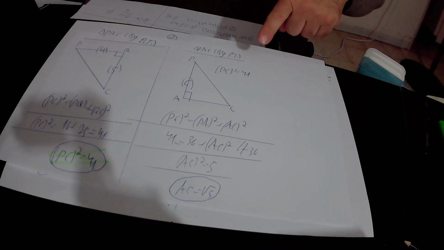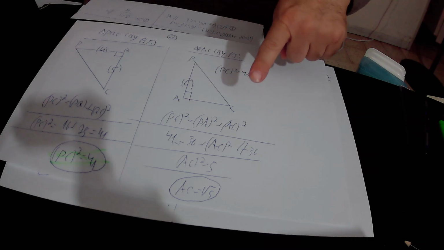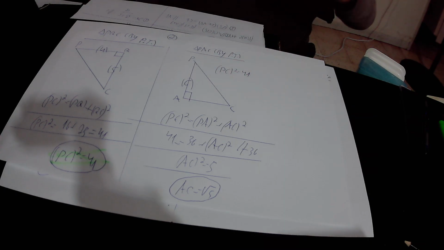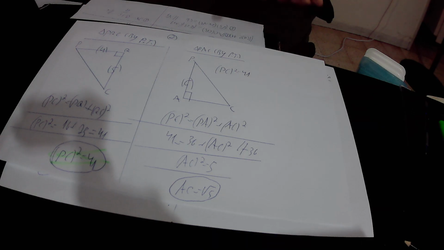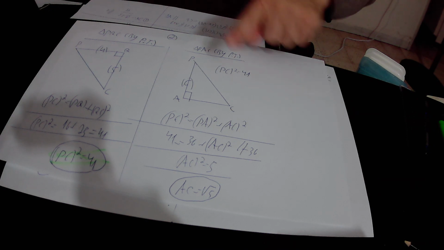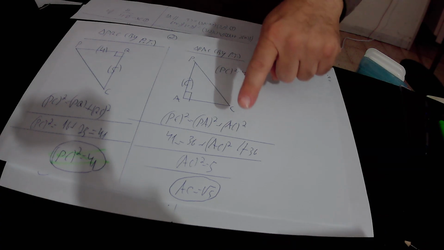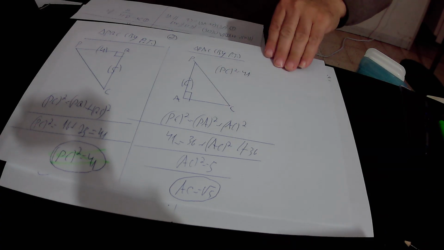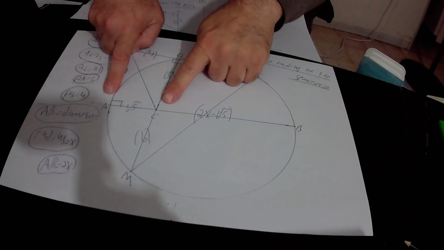So PC squared equals PA squared. PA is 6, therefore PA squared is 6 squared, that is 36, plus AC squared. So we found out that 41 equals 36 plus AC squared. Here we substitute 36 in this equation, and finally found out that AC squared equals 41 minus 36, which is 5. So AC squared equals 5. We took the square root of this equation and finally found out that AC equals the square root of 5 units. Here, this line segment AC equals the square root of 5 units in length.